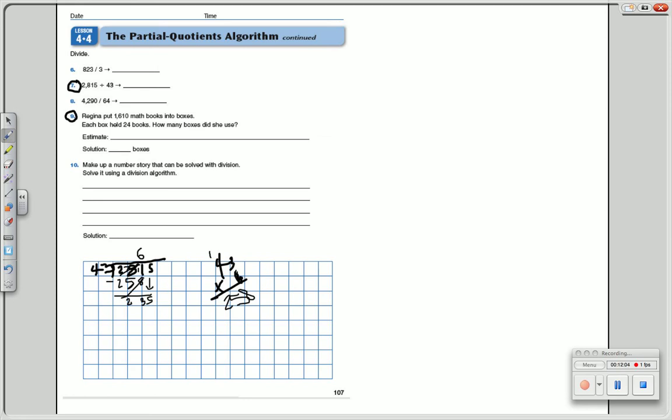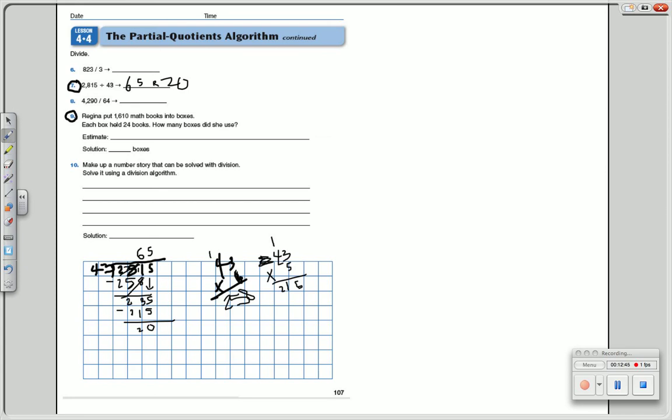So 235. Well, I know 43 has to go into that 235 probably 5 times, because I know 43 times 6 is 258. So 43 times 5 is 215. So I've got the 5 up top, put the 215 below, subtract it out, and I am left with 20. And 20 is less than 43, so I know that needs to be my answer. So my answer is 65 with a remainder of 20.